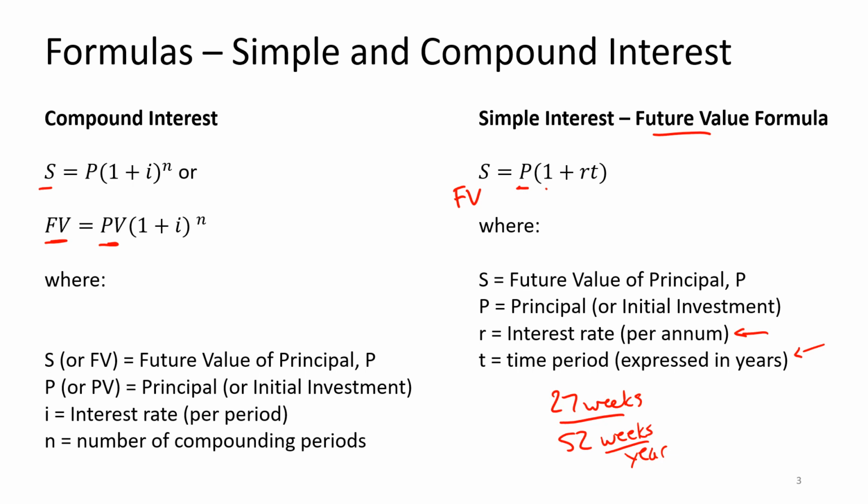It's equal to your present value times 1 plus i. i, in this case, is your interest rate, and that is raised to an exponent, n, where n is your number of compounding periods. Okay, so i and n are different than our interest rate and our time period because they look at how often you're earning interest.